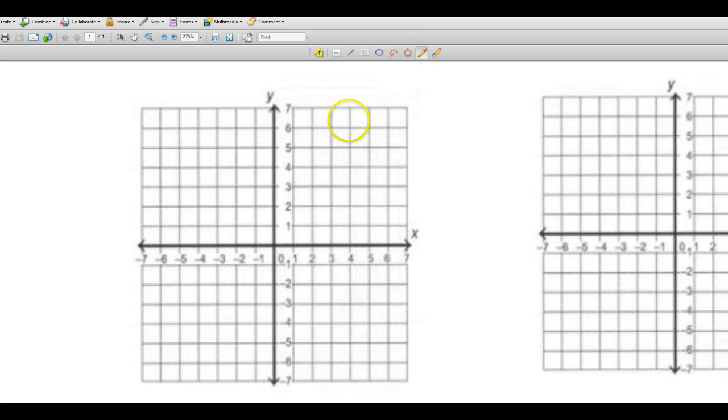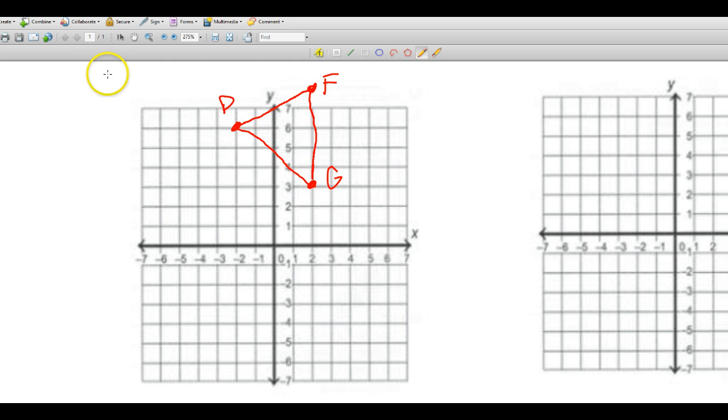So we'll start by plotting the pre-image. So D is at -2, 6. F is at 2, 8. And G is at 2, 3. So we'll connect our vertices for the pre-image.